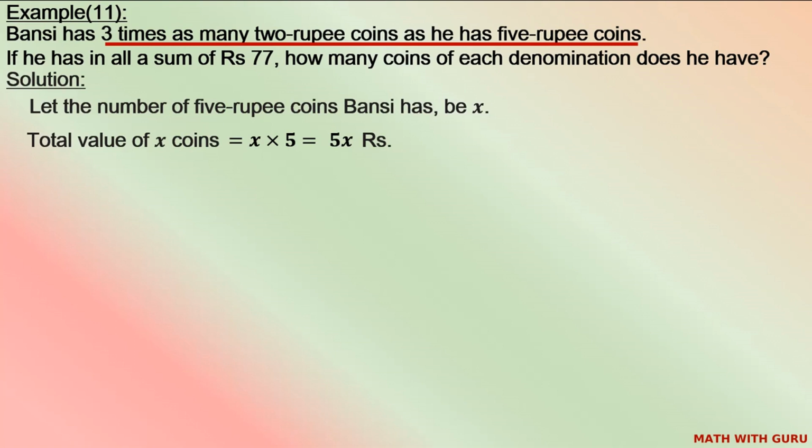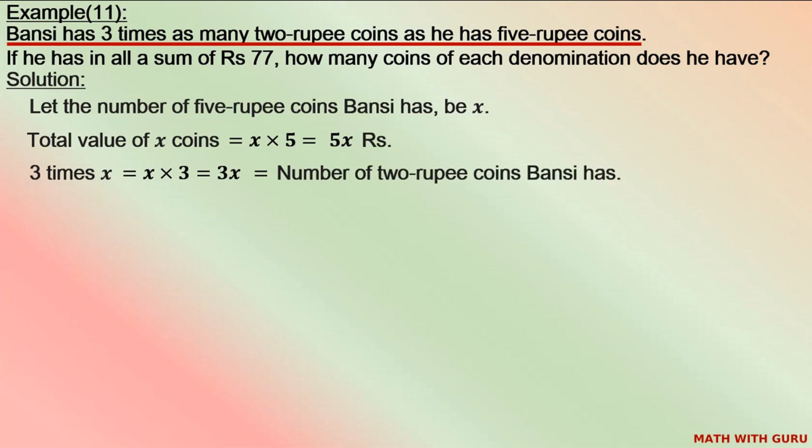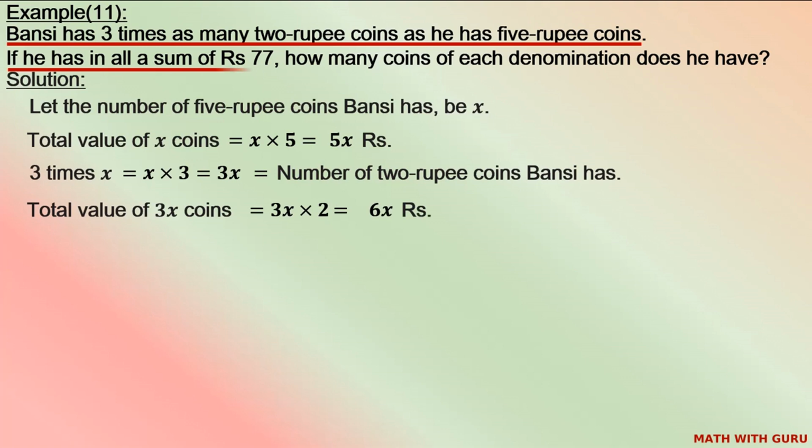Bansi has 3 times as many 2 rupee coins as he has 5 rupee coins. Therefore, 3 times x, x into 3, equals 3x. This is equal to the number of 2 rupee coins Bansi has. Now, total value of 3x coins. The value of each coin here is 2 rupees. Therefore, 3x into 2, which gives us 6x rupees.